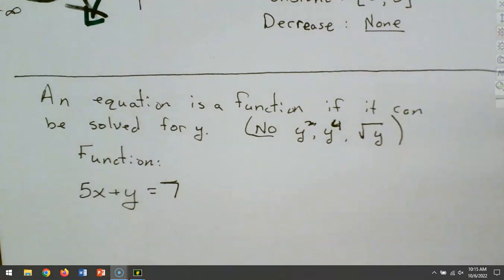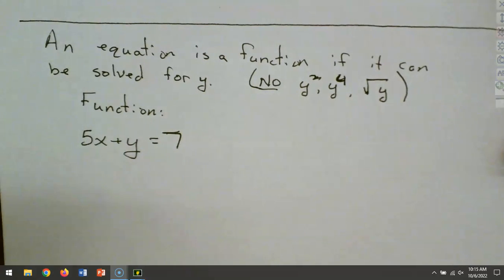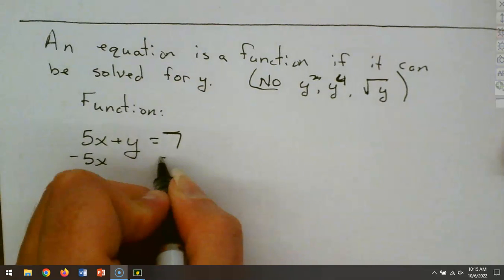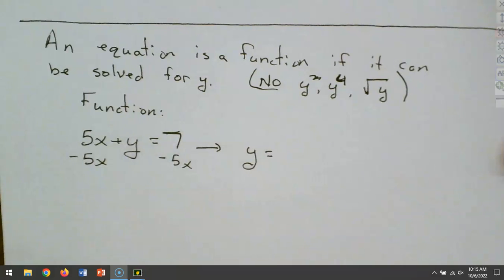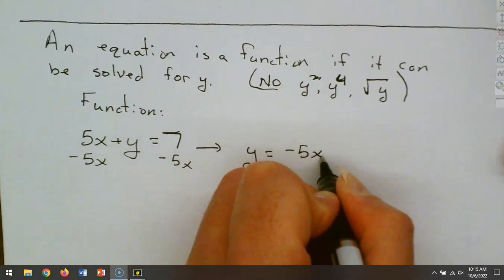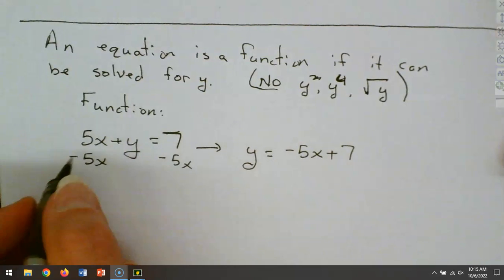We're not going to find the domain and range. We'll do that graphically later on. But would this be a function? Yes or no? Yeah, it would be a function. Why? Can I solve it for y? Yep, move that 5x over. We now have y equals negative 5x plus 7, so it's been solved for y, and this would be a function.